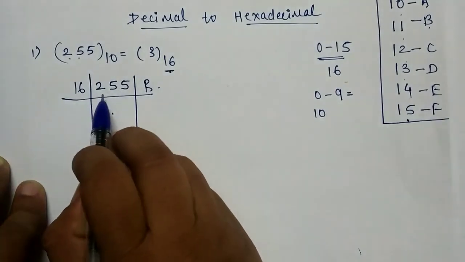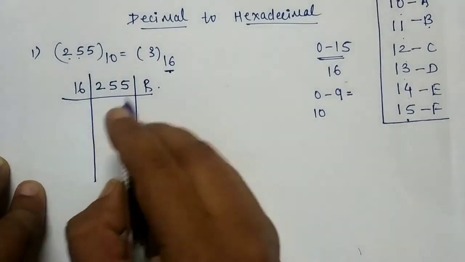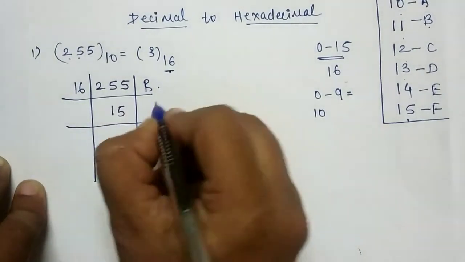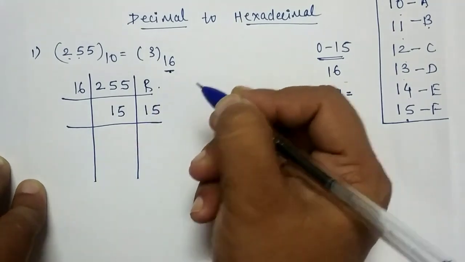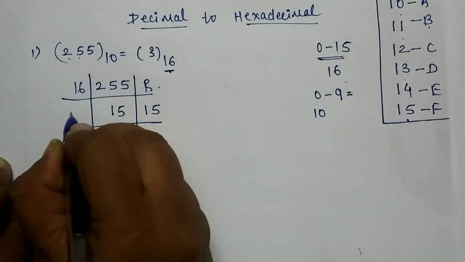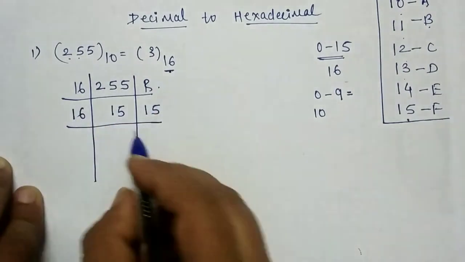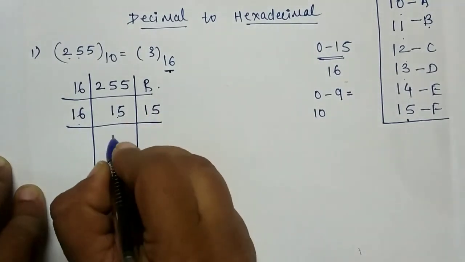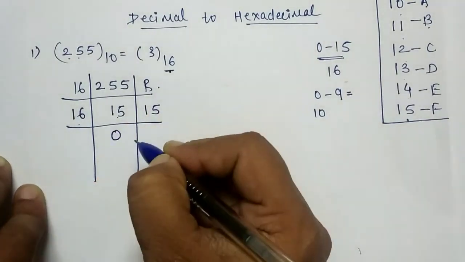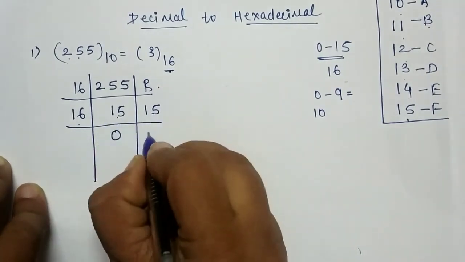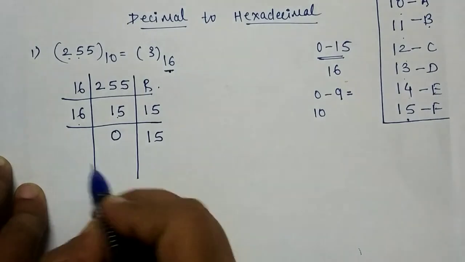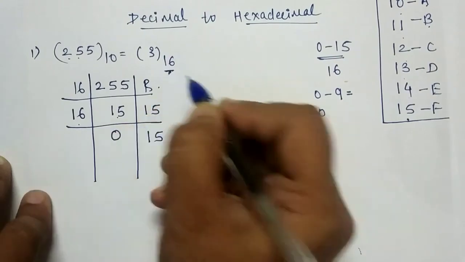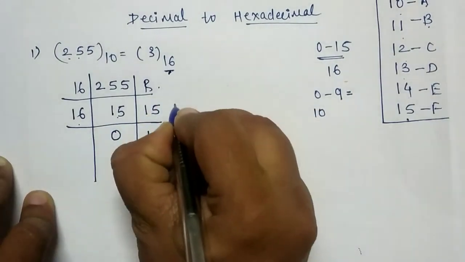If I divide this 255 by 16, the quotient will be 15. What about the remainder? The remainder is also 15. Now the second time, if I divide this 15 by 16, 15 is less than 16, so it is not divisible by 16. So what will we write? Instead of the quotient, we will write 0 here, and this 15 will transfer as it is as the remainder. So 15 is the remainder. Now to write down the equivalent hexadecimal number, write down the remainders in reverse direction.